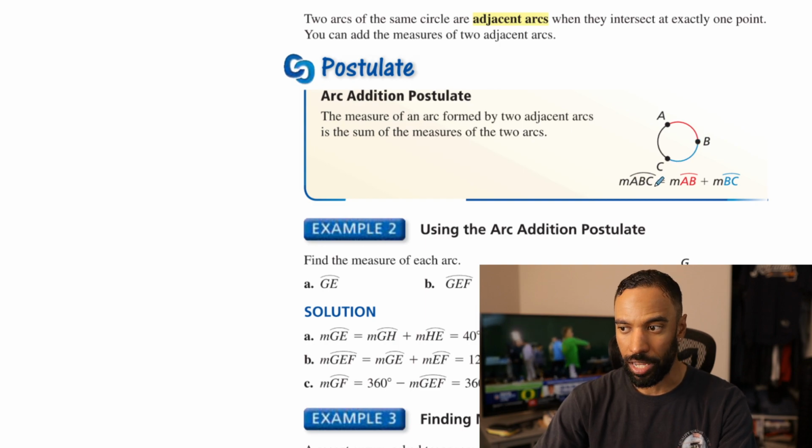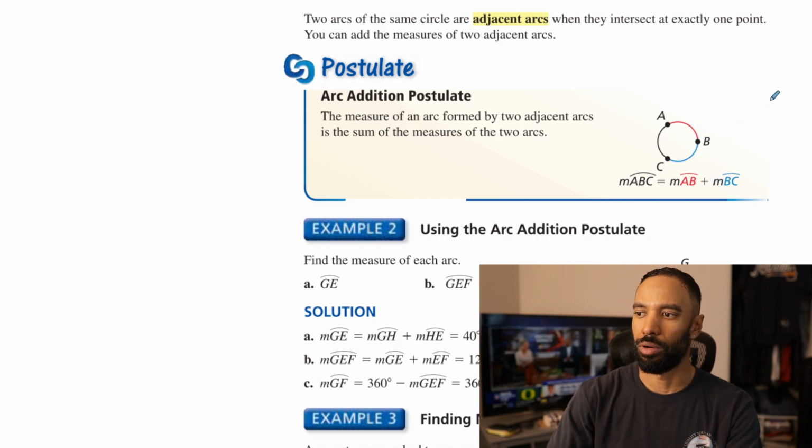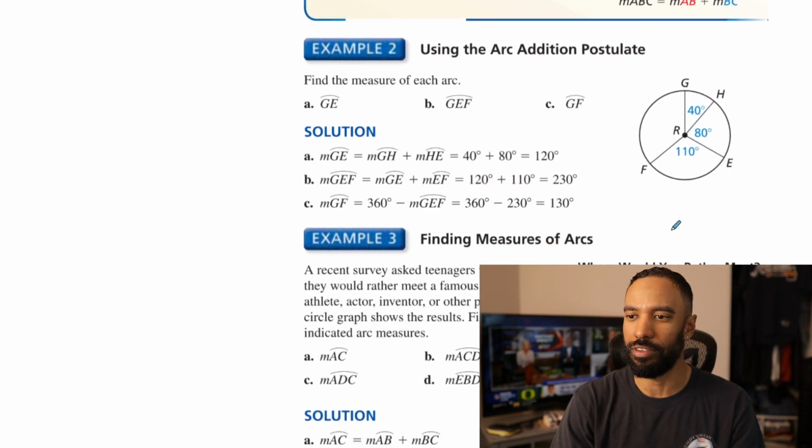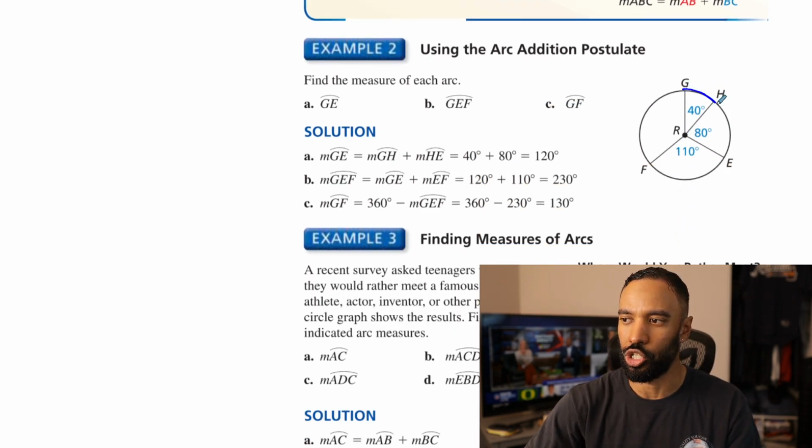Measure of this major arc ABC is the measure of arc AB plus measure of arc BC. Boom plus boom equals boom. Cool. How are we going to use that? Let's find the measure of each arc here. We want to find the measure of arc GE.